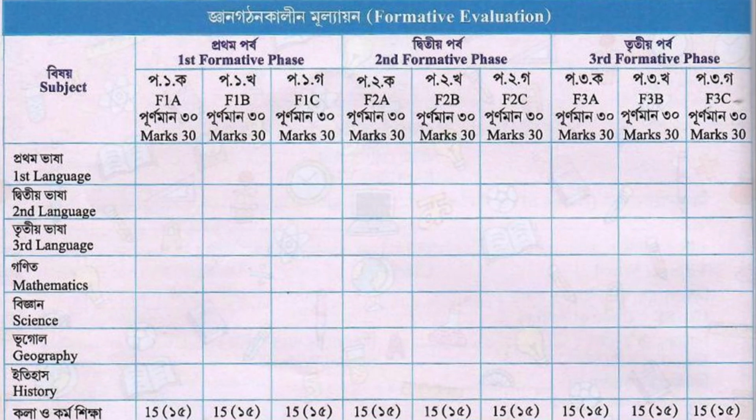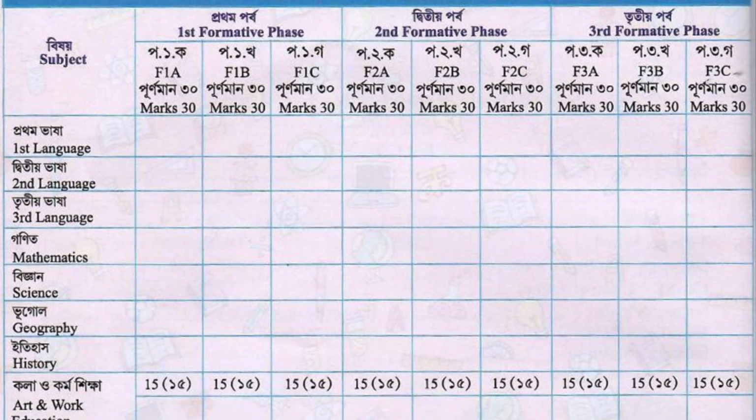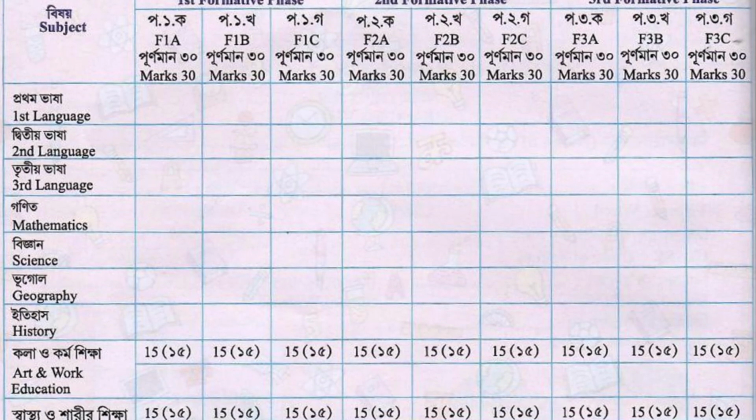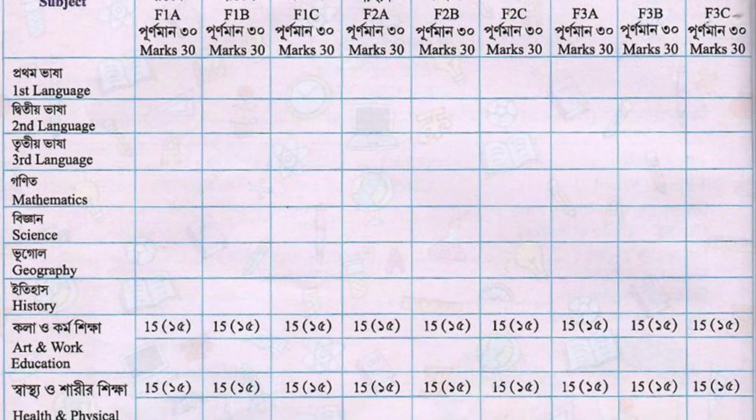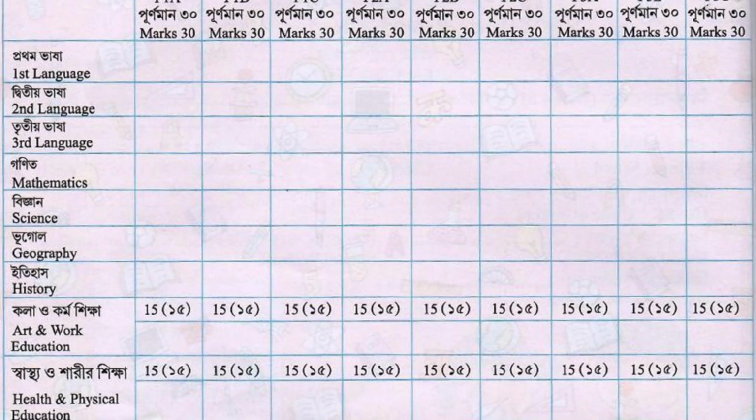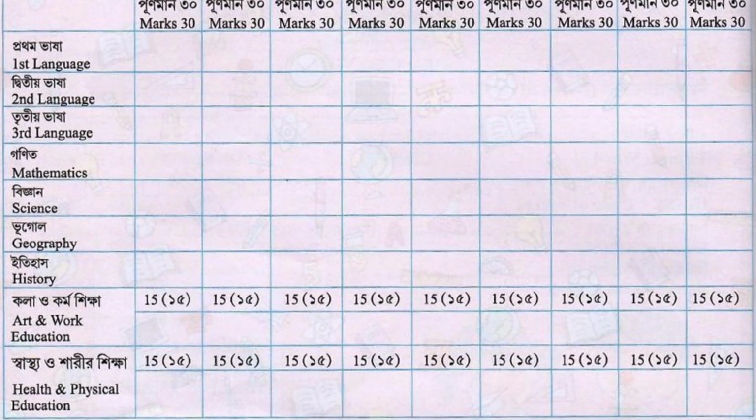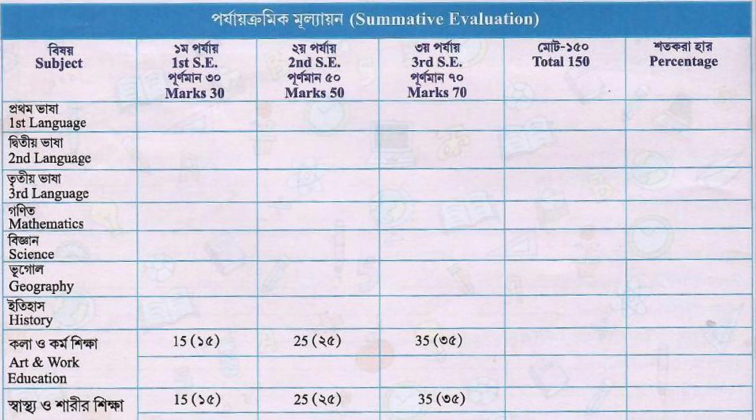Here the subjects are first language, second language, third language, mathematics, science, geography, history, art and work education, health and physical education. Now the summative evaluation happens thrice at the end of each term. The full marks of each subject in the first summative is 30, in the second summative is 50 and in the third summative is 70.